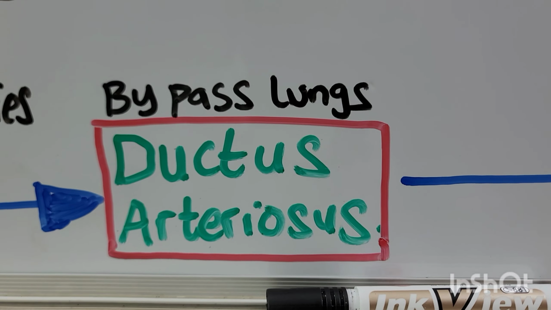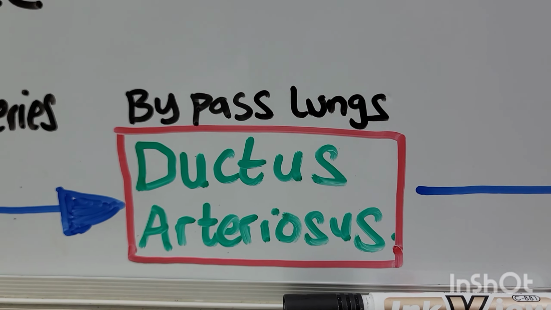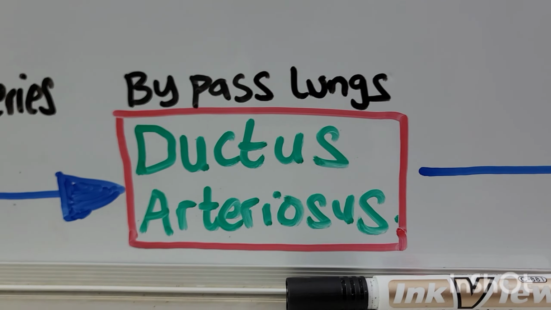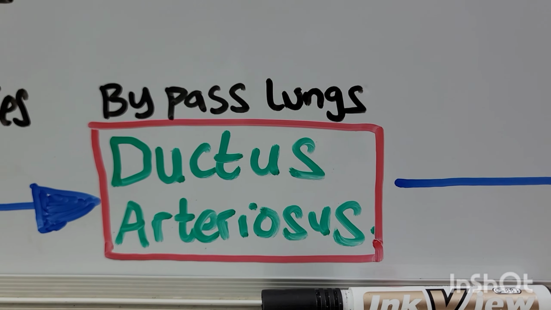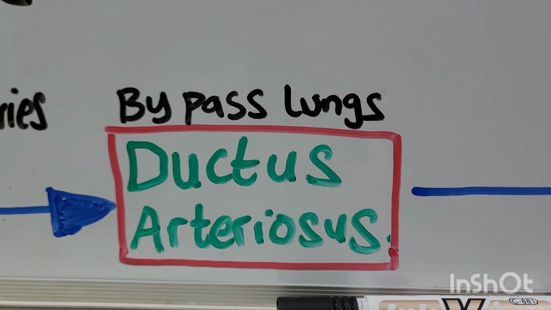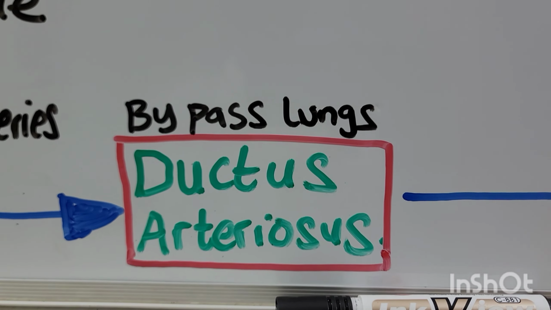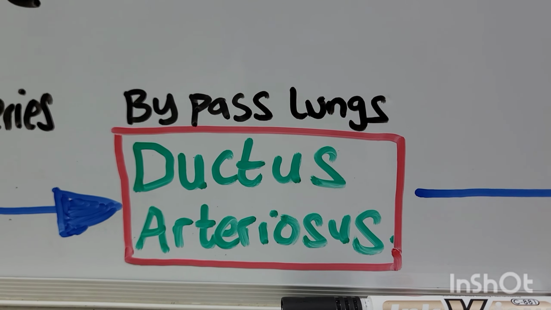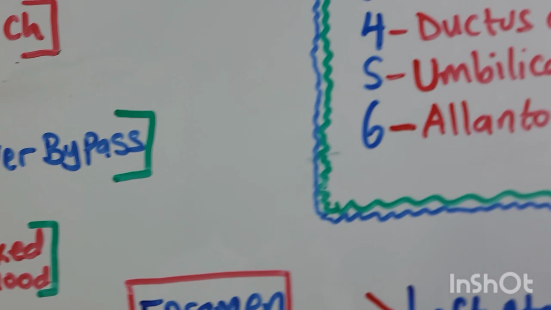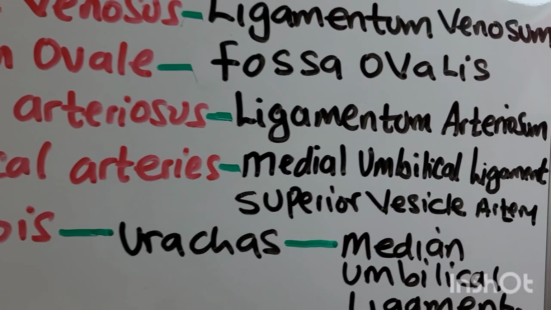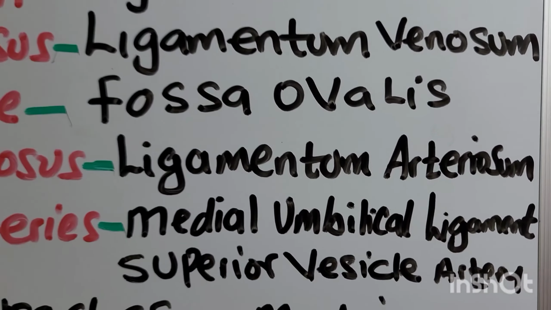And if it doesn't close, we shall end up with what we call patent ductus arteriosus. And this one is going to be presenting some murmurs which are going to be heard during clinical examination. But the ductus arteriosus is supposed to close, and once it closes, it becomes the structure which we call the ligamentum arteriosum.